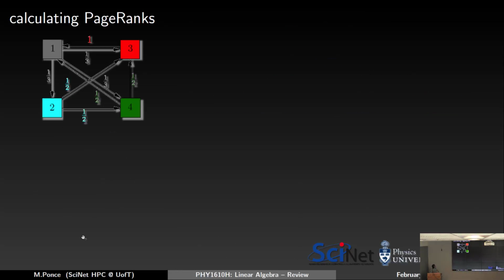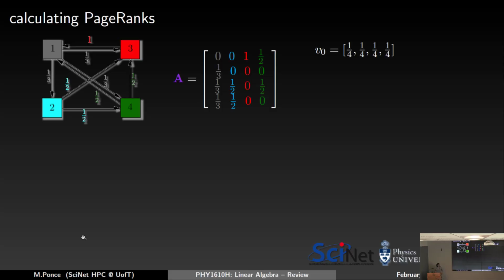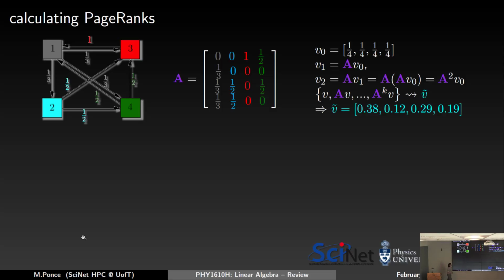So one nice thing is that you create your graph or your connectivity matrix, as it's called. That is the matrix representation. You start with a given vector. I start with 1 over 4, 4 times. This is equal probability if you wish. And then you start to iterate. You multiply the vector once by the matrix, twice, and so on. You construct the Krylov subspace, and you end up with this vector, which is the eigenvector associated to the largest eigenvalue. Okay.